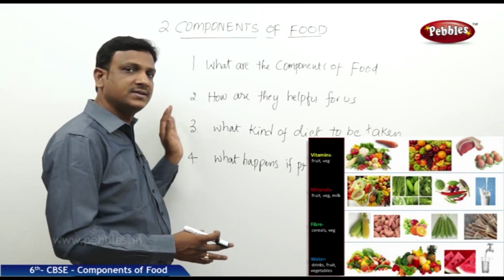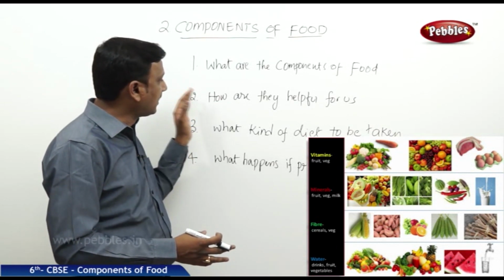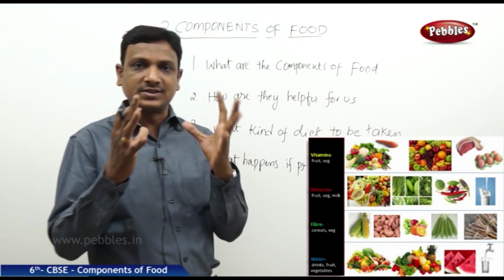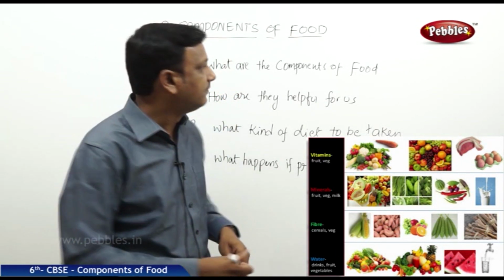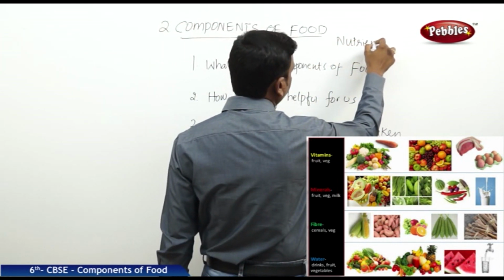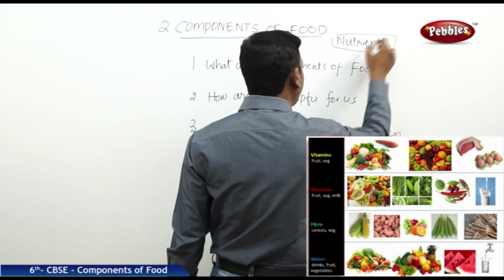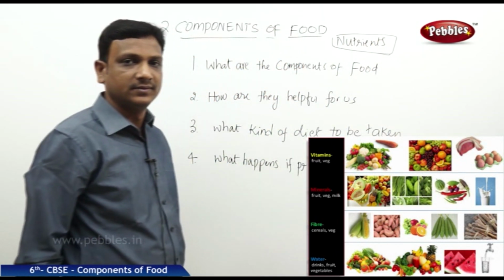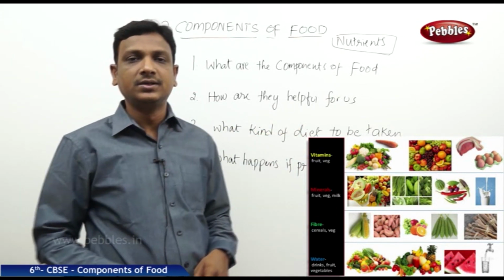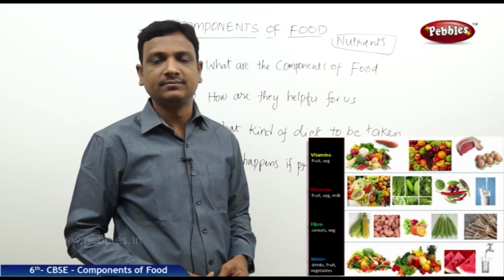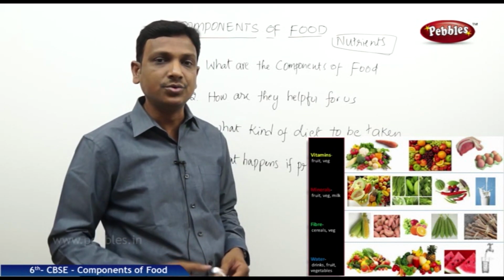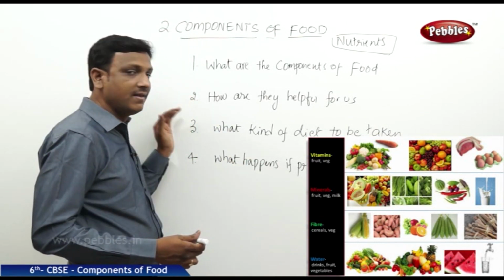The next answer you will get for this question is how they are helpful for us. The food we are eating has got some essential things which we call nutrients. They have different names, we will see. So, how are these nutrients helpful? What is the role of each nutrient? We need to have all the nutrients in a balanced proportion. So, what benefits we get from each and every nutrient, we are going to learn in this topic.